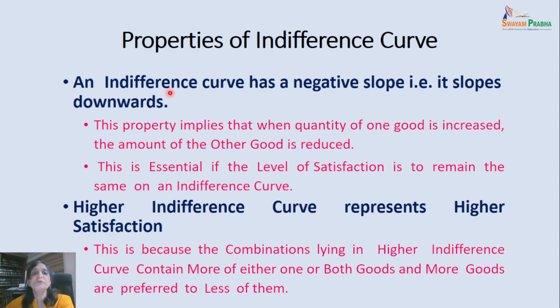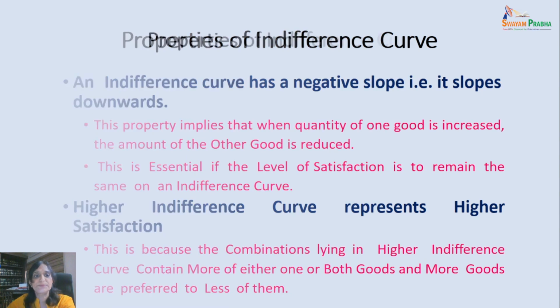So if we have to remain on the same level of satisfaction, that is on the same indifference curve, in order to have more of one, we have to reduce the other. Therefore, the curve will be negatively sloping. Higher indifference curve, higher level of satisfaction. Why? Because if you have a combination which has more of both goods or more of at least one good, this would mean your satisfaction is going to rise.